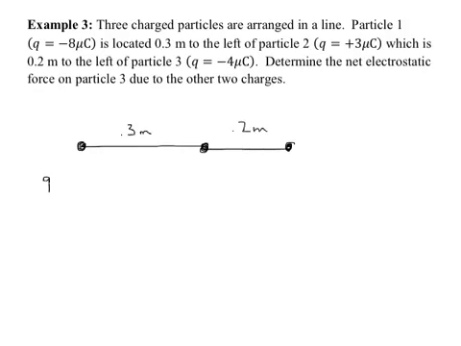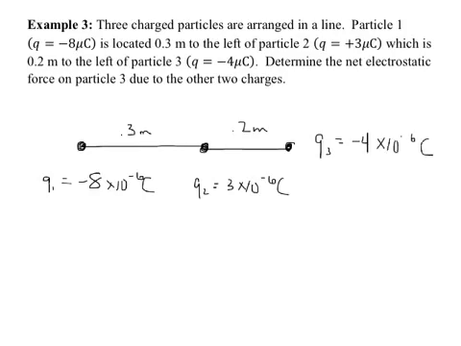This is Q1, and that's equal to negative 8 times 10 to the negative 6 coulombs. This is Q2, which is 3 times 10 to the negative 6 coulombs. And this is Q3, negative 4 times 10 to the negative 6 coulombs.